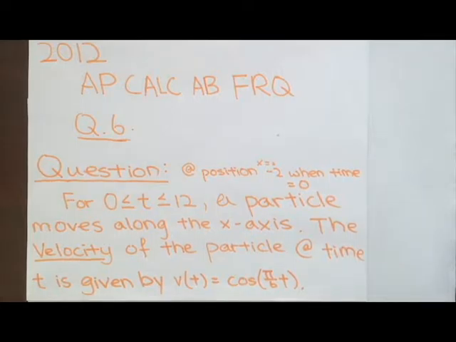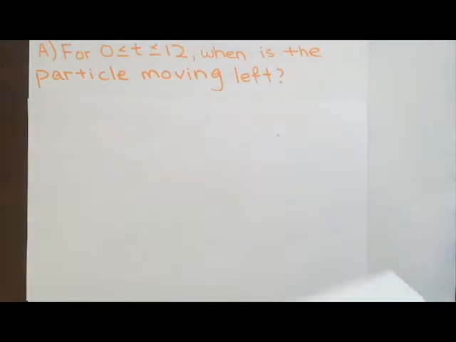So now let's move on to part A of the question. Part A asks, for when time is between 0 and 12, when is the particle moving left? To solve this question, we need to know a crucial concept, and that is the particle is moving left when the velocity is negative, and the particle is moving right when the velocity is positive. So in this case, we are just trying to find when the velocity is a negative number.